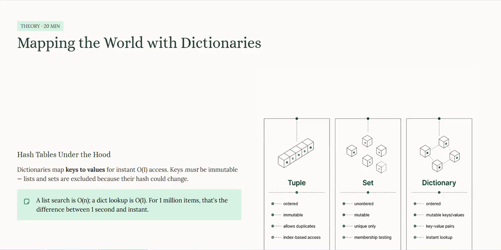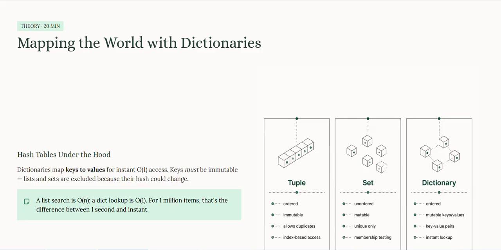Here is a little table for all of us to remember everything. Tuples are ordered, immutable, and they allow duplicates, with index based access. You know what index based access is? We can access the elements based on the index, like 0, 1, 2, 3, the indexing that we have done in the previous lectures. Then sets are unordered, mutable, we can change them, unique only, there are no duplicates in sets, and membership testing can be done.